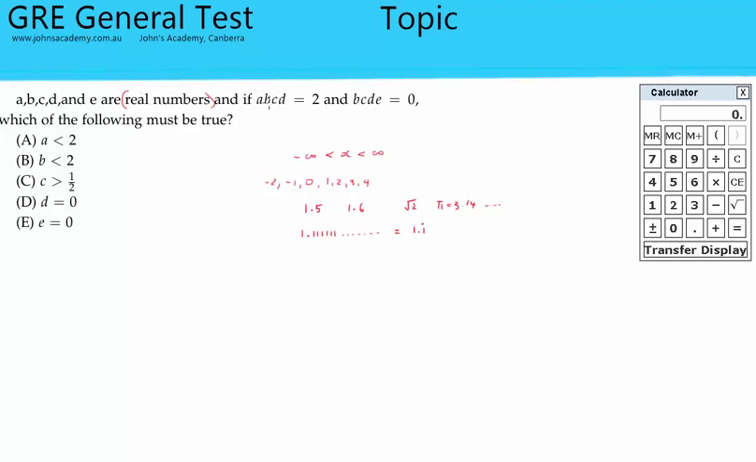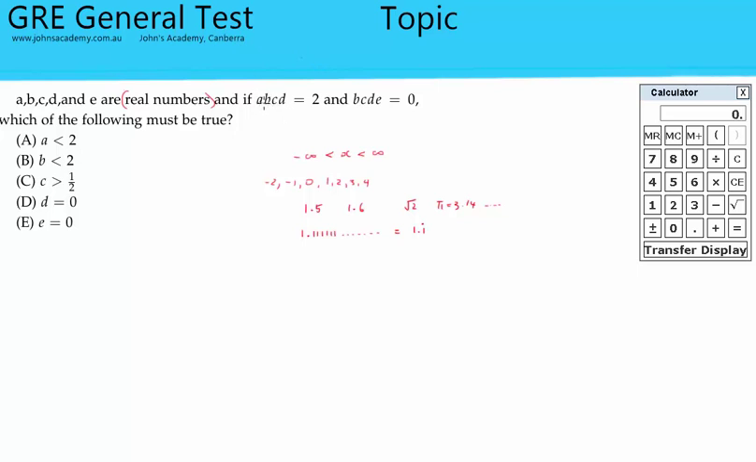It says that A times B times C times D is equal to 2. And it says B times C times D times E is 0. So which of the following must be true?